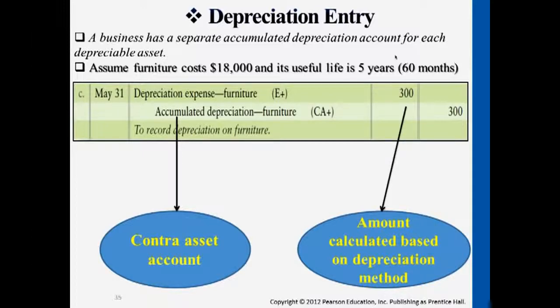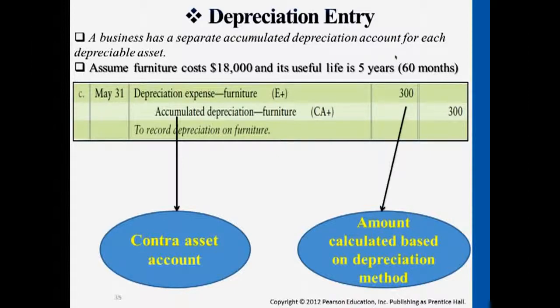Okay, let's take a look at an example here. Assuming there's a piece of furniture that costs $18,000. Let's say we estimate that it can be used within the business for 5 years. So that's about 60 months. If we want to measure a month of depreciation in this monthly statement, that would be $300. Use $18,000 divided by 60.